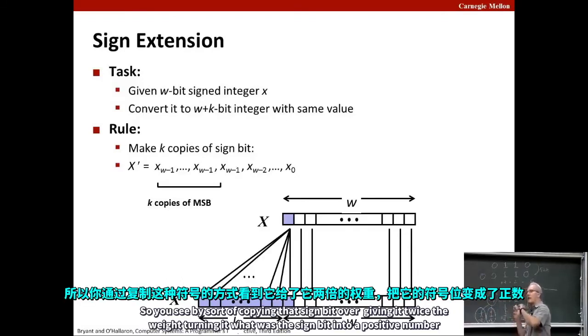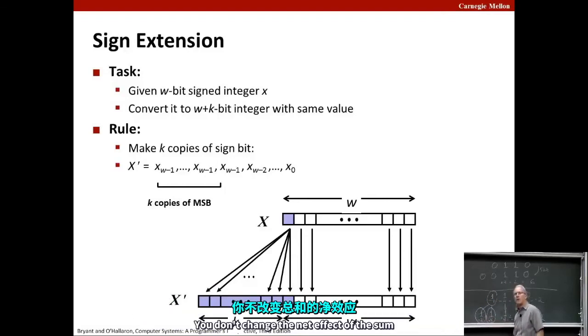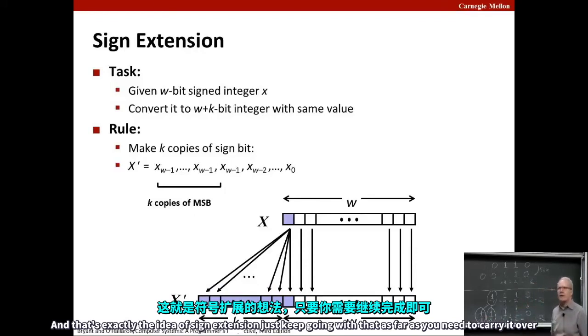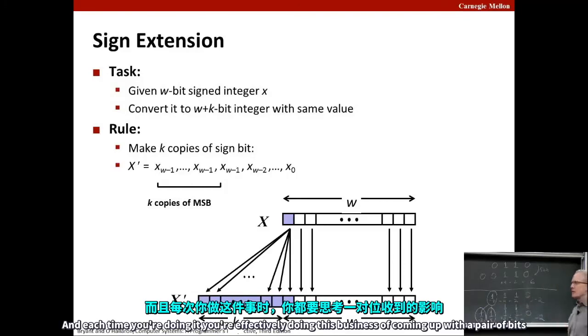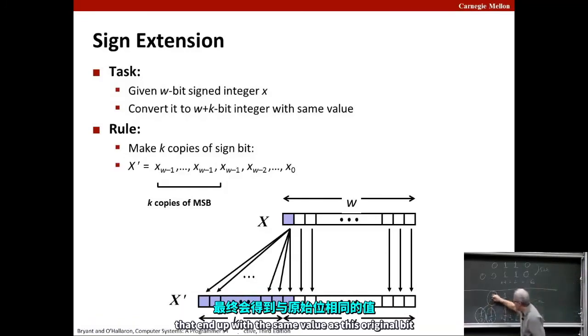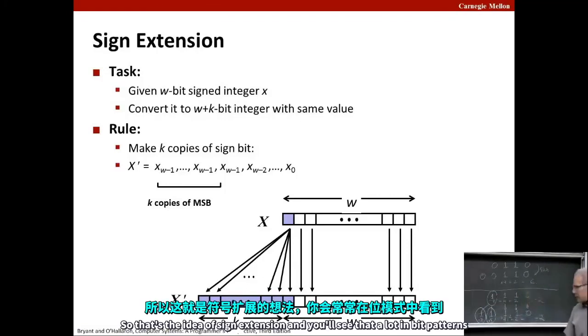So you see, by copying that sign bit over, giving it twice the weight, and turning what was the sign bit into a positive number, you don't change the net effect of the sum. And that's exactly the idea of sign extension. Just keep going with that as far as you need to carry it over. Each time you're effectively coming up with a pair of bits that end up with the same value as this original bit. So that's the idea of sign extension.